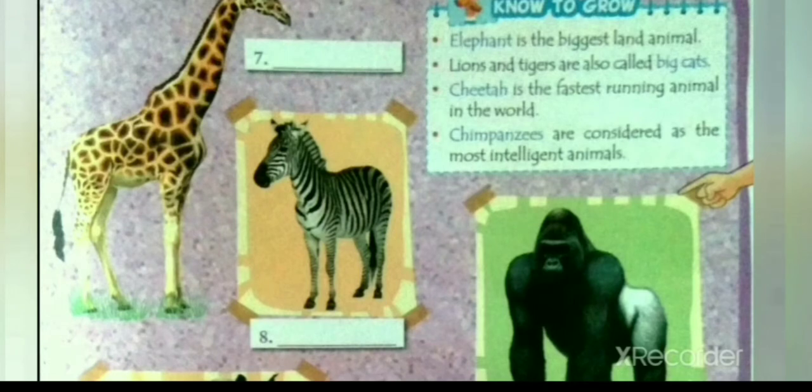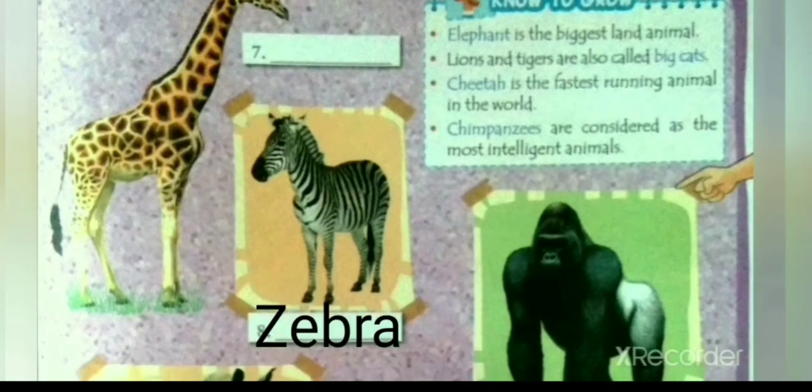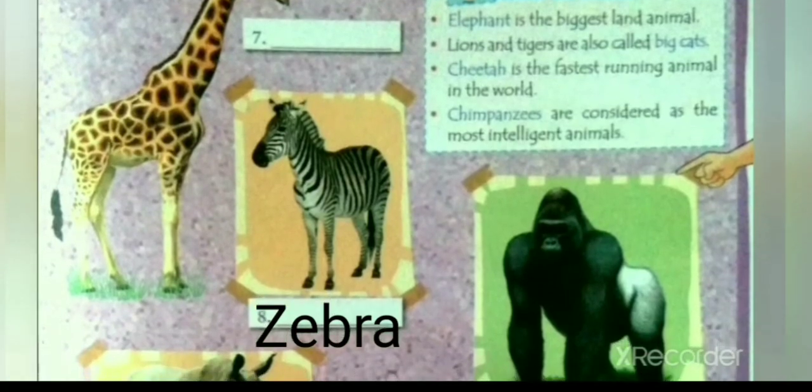The eighth picture is the picture of zebra. Zebra is most famous because of the black and white stripes. They are found in treeless grasslands, scrublands and mountains and coastal hilly areas. They are social animals and they prefer to live in small family groups. We will write in the space given zebra.